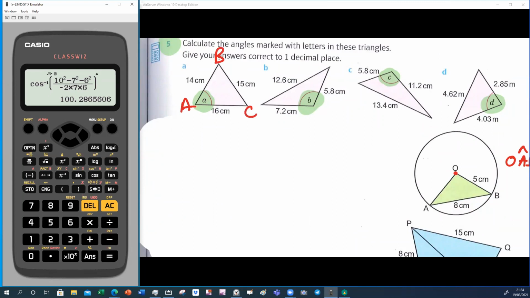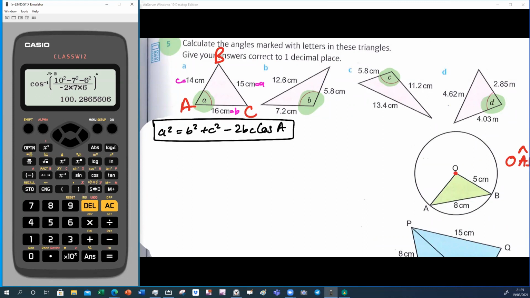Okay, so opposite big A is what? Small a. Opposite of big A is little baby a. Opposite big C is little c, and opposite big B is little b. What is the original formula? A squared equals... You don't know? Why don't you know? That's the original cosine rule formula.